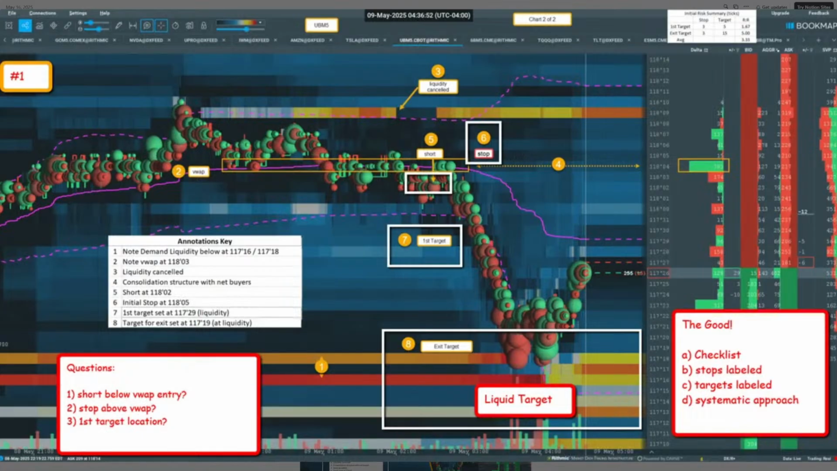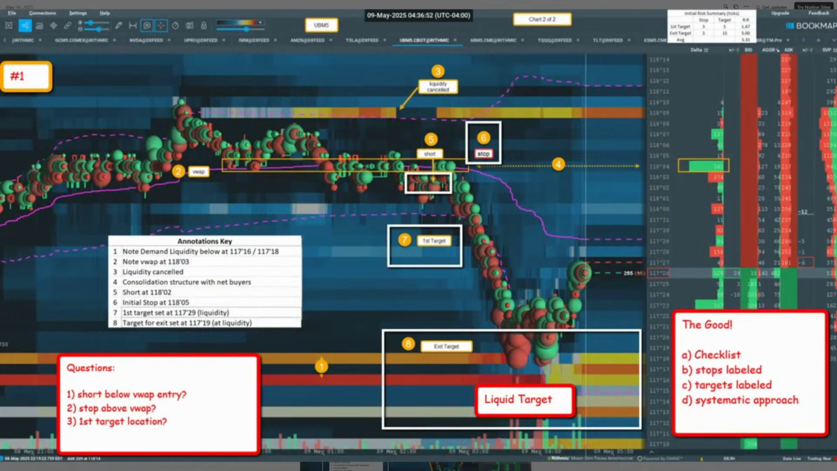All right, I have two frames for you, and the first one is exactly what your trade has. Again, what's really good about your chart is, hey, you've got your checklist, you have your stops labeled, you have your targets labeled, you have a very systematic approach. Okay, and again, you shorted it. You have it labeled. You short. You have your stop. Looks like a very good reward to risk ratio. You have your target in place. I wanted to ask you about that. And then you have your liquidity way at the bottom over there for your target.